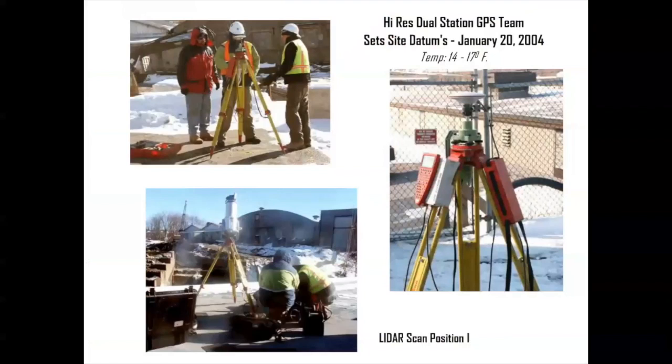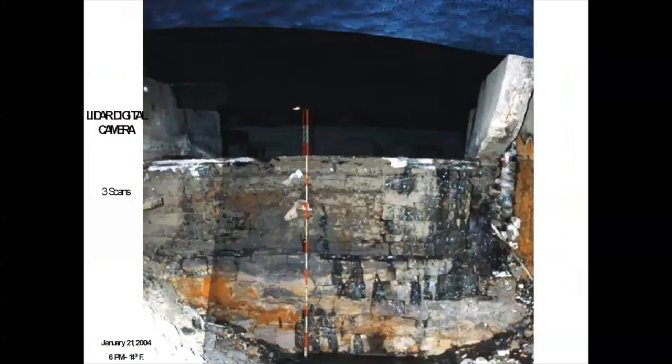Oftentimes I work in adverse conditions. This was minus 15 degrees. We were working in 14 degrees Fahrenheit. Why is it relevant? Because the equipment fails in freezing weather. But we were able to set up link control, datum control to a tenth of a foot throughout a project. This was a case where a pre-Civil War dam was destroyed by a flood.